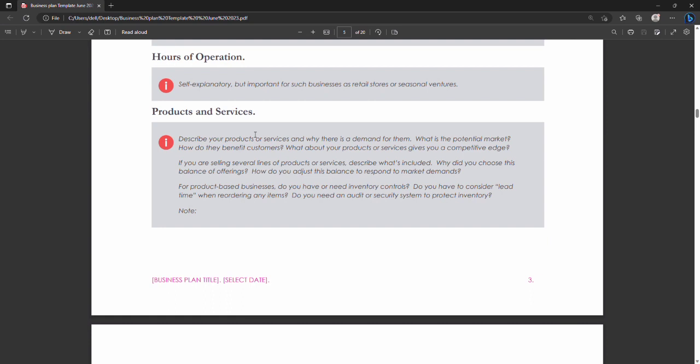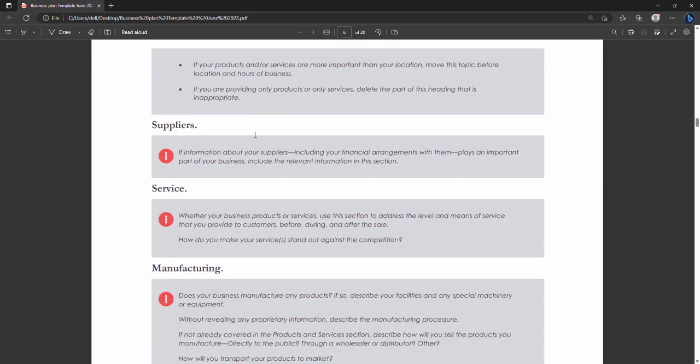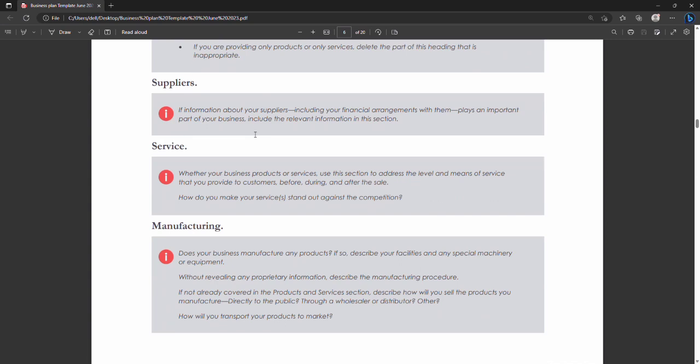And what you are doing here is you are describing the product, you are describing how this product solves the problems you identified. If it is a service, you are describing how the service solves the problem you identified. It is very important.